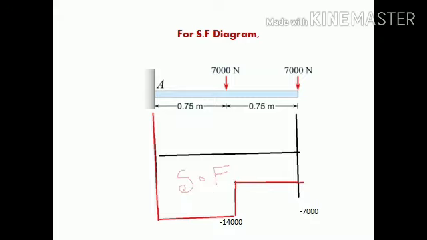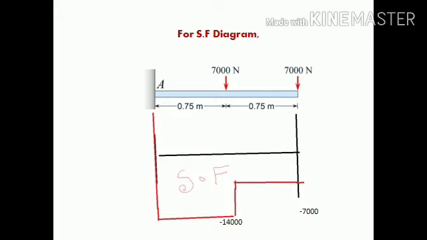Again draw a horizontal line, and this completes the SF diagram for the cantilever beam. This way we can draw the SF diagram for point loads at different sections and different locations. We can easily draw the SF diagram in this way for a cantilever beam.